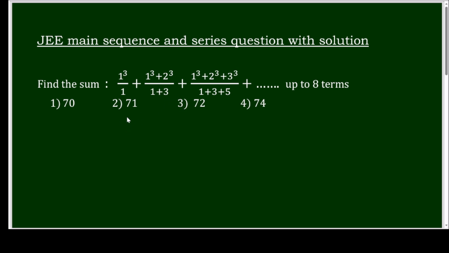So this particular question, up to nth term, is in the class 11 CBSE book. So it's not that difficult. We can solve it. So first I'm writing the nth term. So nth term will be 1 cube plus 2 cube plus 3 cube up to n cube over the sum of 1 plus 3 plus 5, and here the nth term will be 2n minus 1.